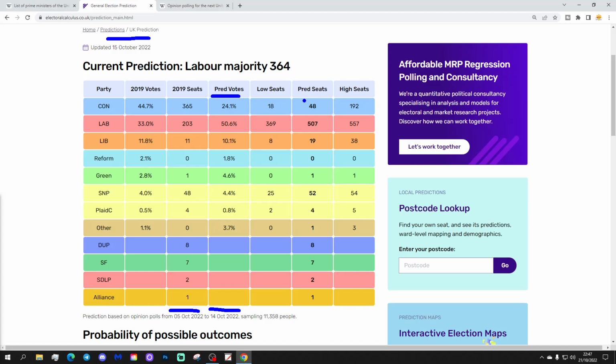That gives them a central prediction of just 48 seats. At the low end, they could go down to 18. At the high end, they could have 192 seats, which would be a pretty disastrous result, really. Labour on 50% of the vote, which gives them a central prediction of 507 seats. They could go as high as 557 or as low as 369.